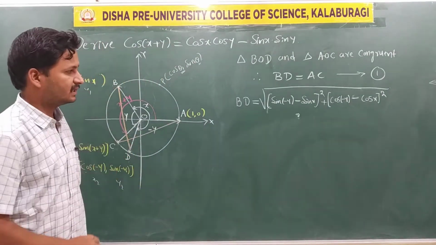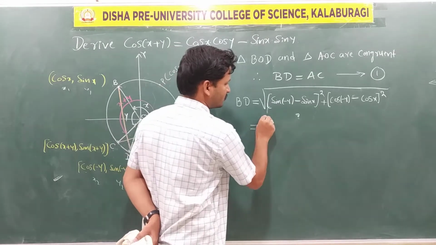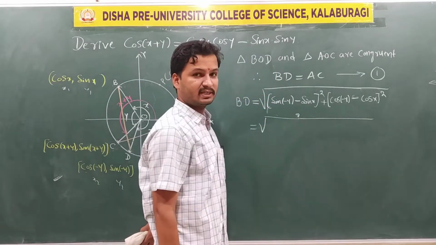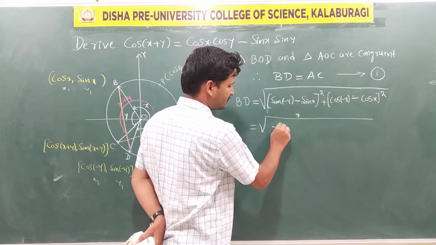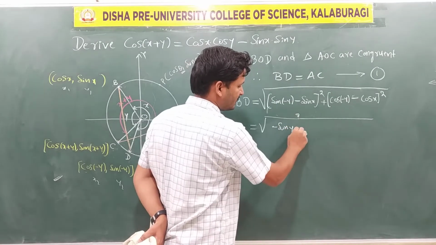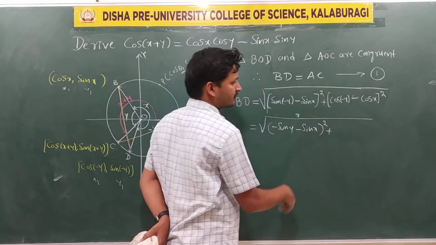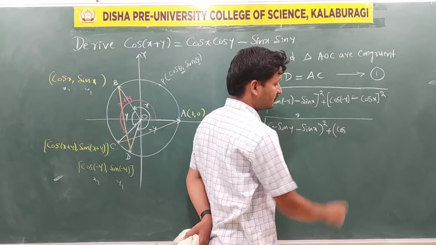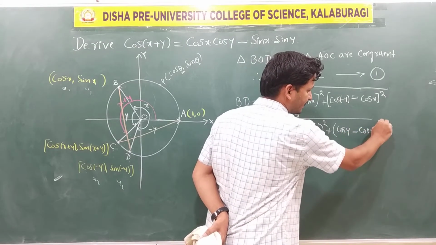So just expand it, which is equal to the square root of sine of minus y. Actually, sine of minus y is minus sine y, correct? So sine of minus y is equal to minus sine y. So it is minus sine y minus sine x whole square plus, cos of minus theta is cos theta, so cos of minus y is cos y, minus cos x whole square.